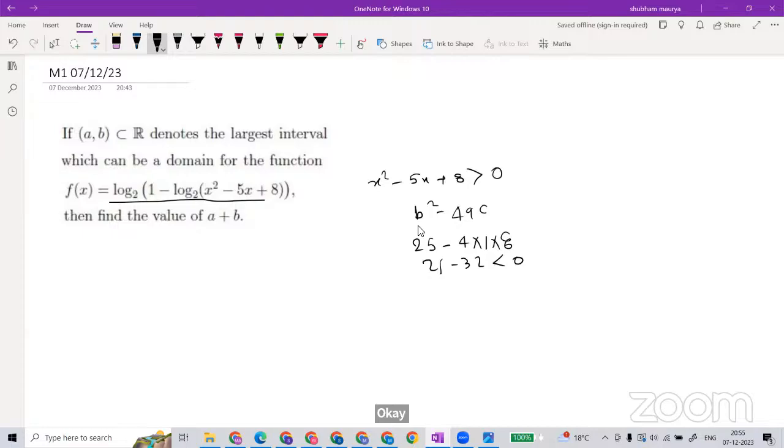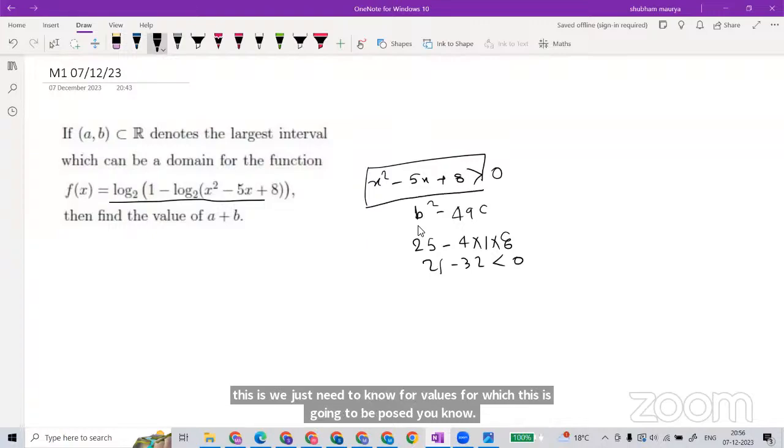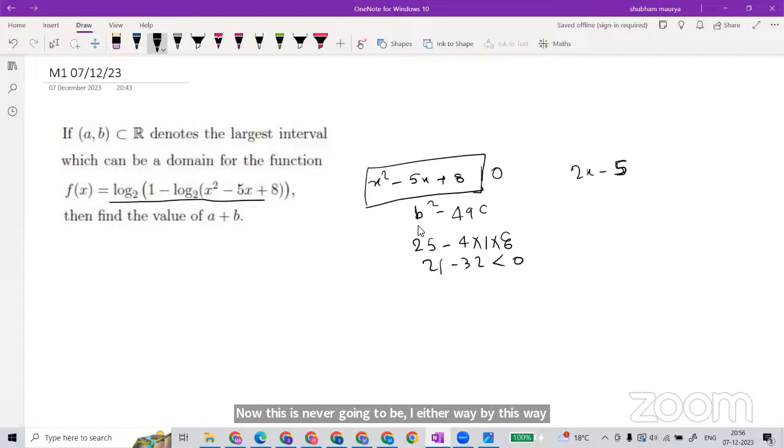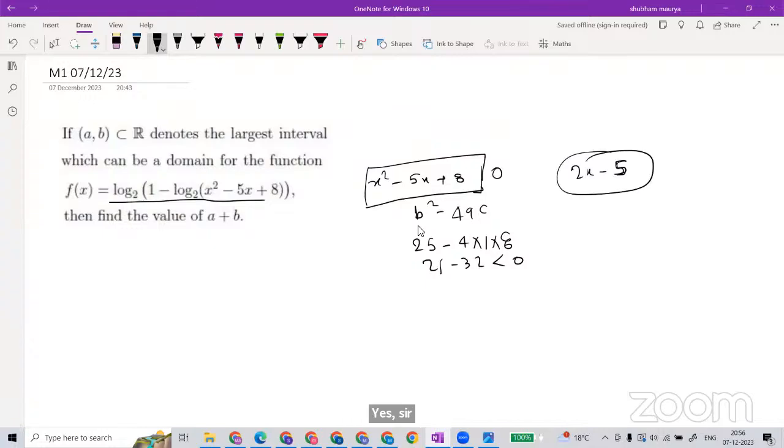It just means that we cannot have a value for which the expression inside the log can be 0. We don't want the root, we just want to know where it is positive. So this is never going to be zero, and the derivative of this one is 2x minus 5. Yes, sir.